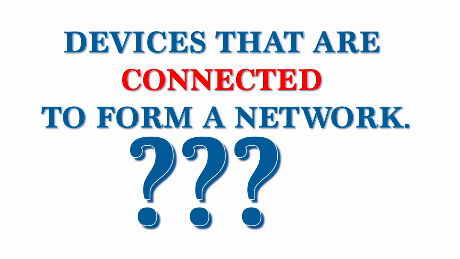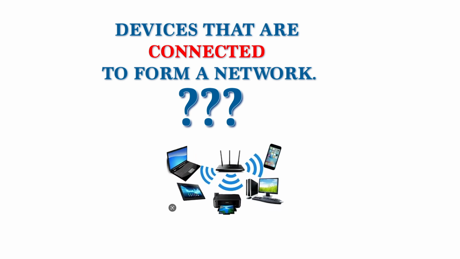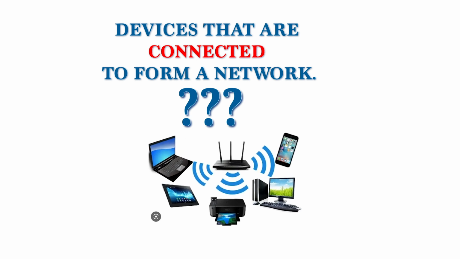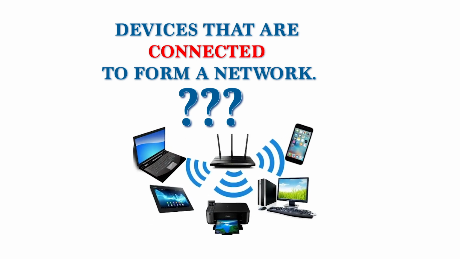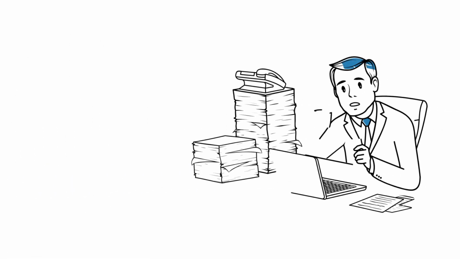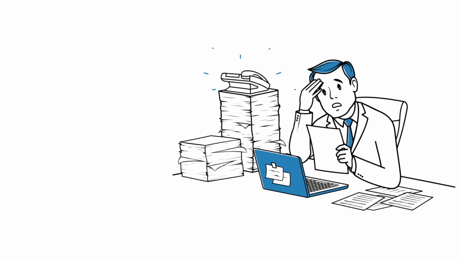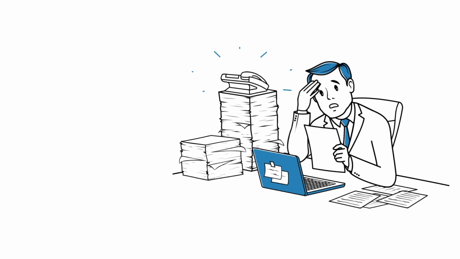What are the devices that are connected to form a network? These devices could include smartphones, smart devices, PCs, routers, switches, hubs, and a whole lot of them. Let's look at the evolution of computer networks. There wasn't anything called computer network until there was a need to share computing resources, computing devices.